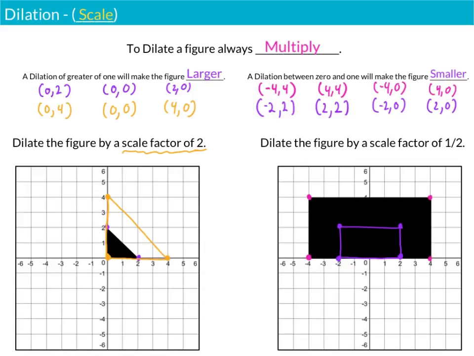Now let's take a look at our most difficult and last transformation, rotation.